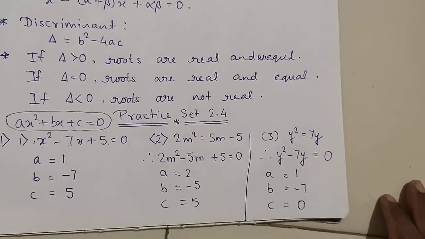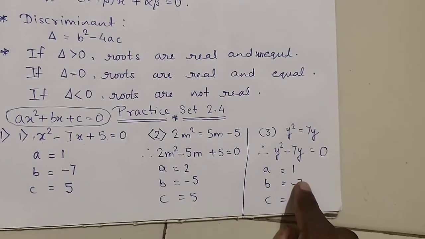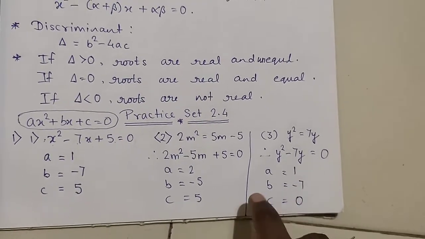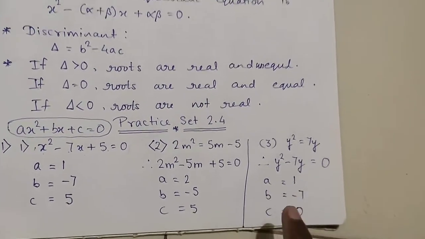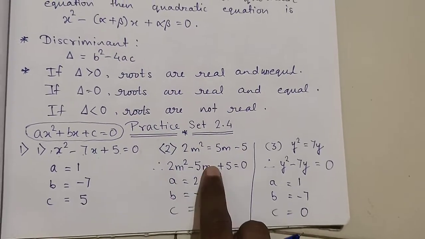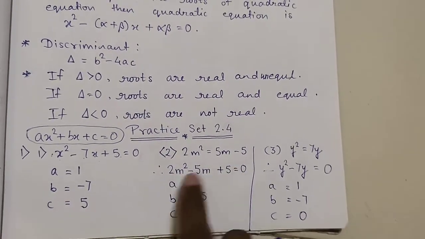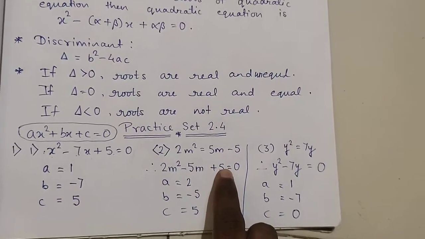Okay. So we have already done this in the first exercise. So I am expecting that you know this very well. This is very simple. First write your equation in standard form. Then directly write a, b, c. So a is 2, b is -5 and c is 5.